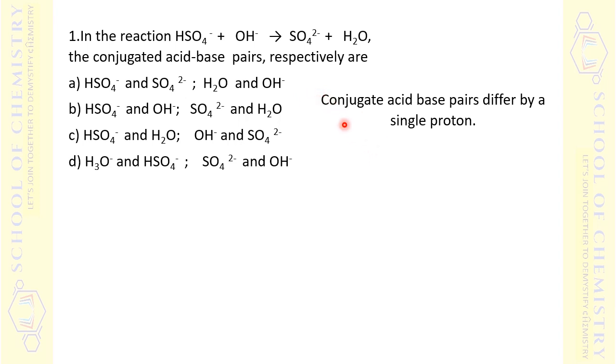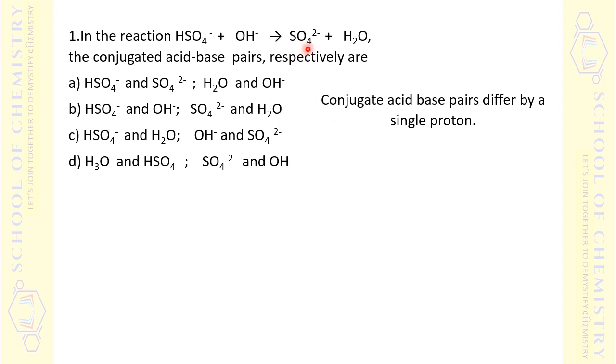First we should know this fact that conjugate acid-base pairs are acid-base pairs which differ by a single proton. So a pair of species which will be differing by just a single proton, such species we can call as conjugate acid base pair, and in this reaction we have to identify which is the conjugate acid base pair, right?